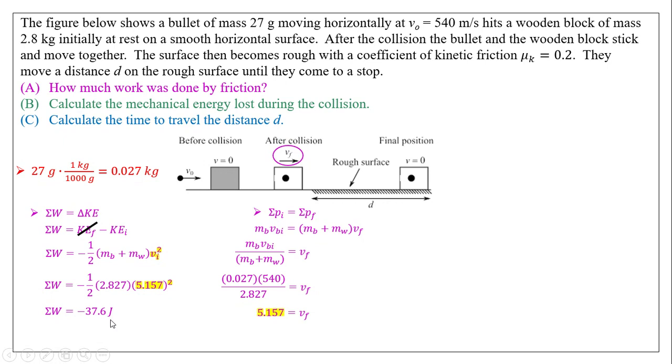And the answer is negative here because it says calculate the work done by friction, and friction is doing work against the object's motion. So therefore, there's a negative sign there. Okay, so that is the answer for part A.